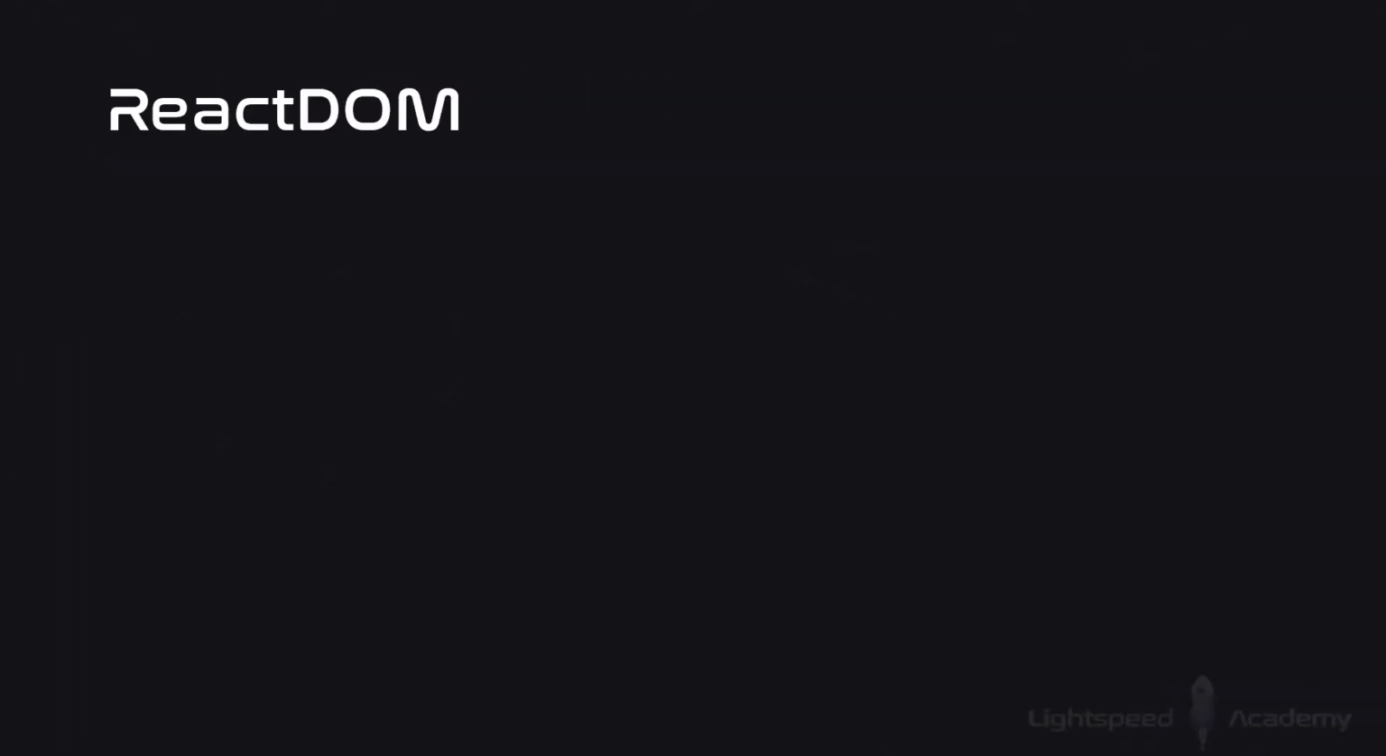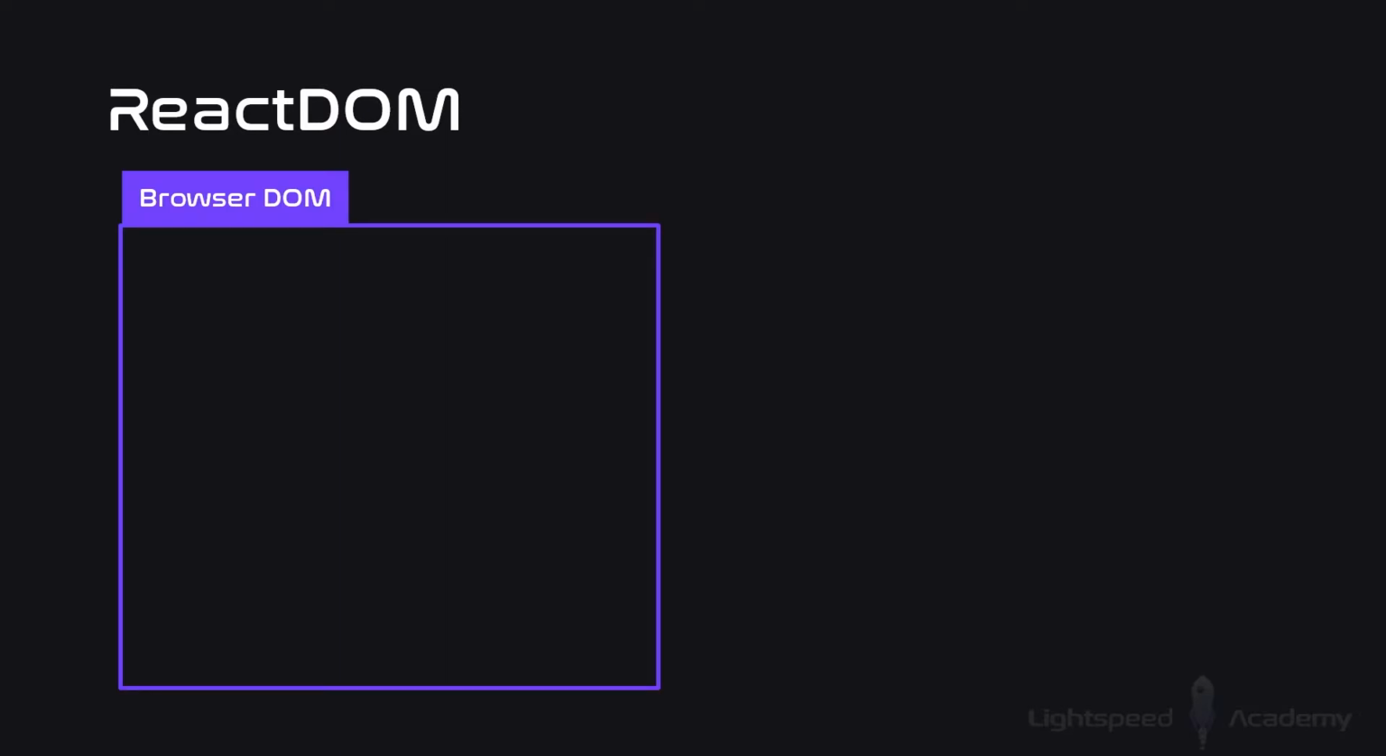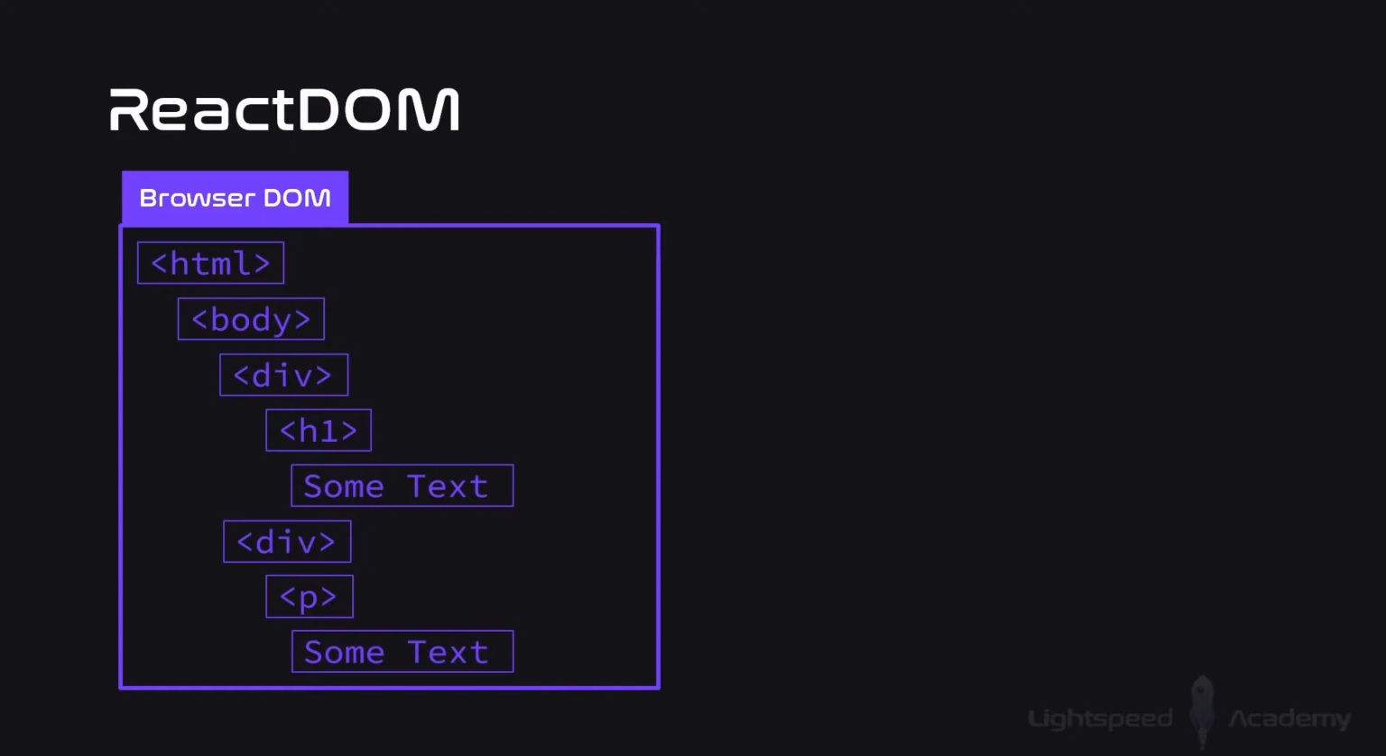React DOM is the library that React uses to render content to the browser. The DOM in React DOM stands for Document Object Model. The Document Object Model is the model the browser uses to render web pages. That model is composed of all of the objects that represent each element that is rendered. It is also the interface that JavaScript uses to make changes to the page.